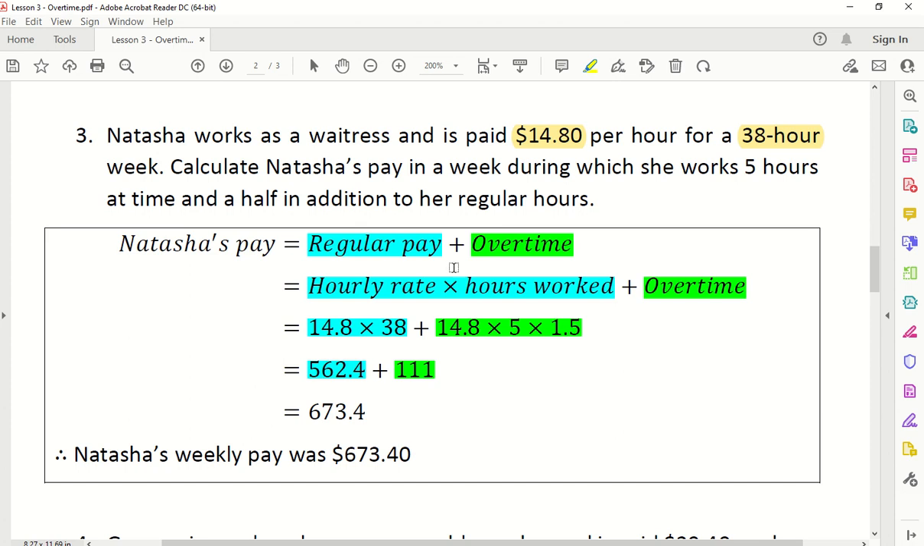Anyway, the way I like to set this out is, Natasha's pay is going to be her regular pay plus her overtime pay. Her regular pay is pretty easy. It's her hourly rate multiplied by the hours she worked.